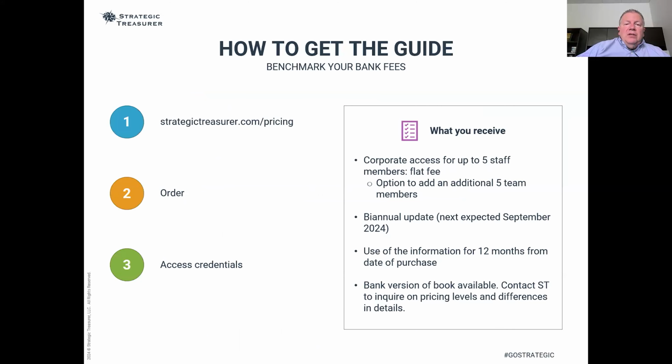Kristen mentioned the guide, the Phoenix guide that we have, Phoenix, Feenix. How do you get the guide to benchmark your bank fees to see where you sit compared to others using some of the statistical tools that Kristen had mentioned? And just really briefly, there's 3 steps on the side. Go to strategictreasurer.com/pricing. You can go there, look at the price of the guide. It's a digital guide. You order it, you enter your information. There is a person who reviews it. And then you access your credentials. We'll send you credentials to go and search, to look up, to read, to view.